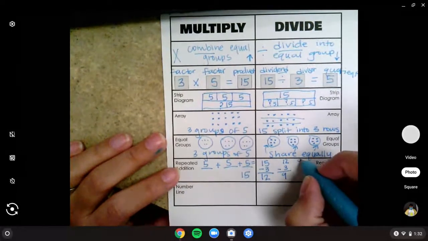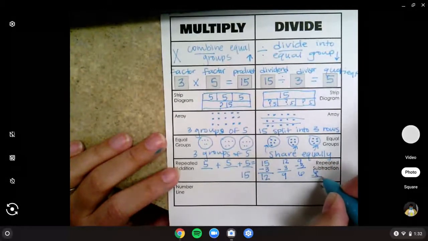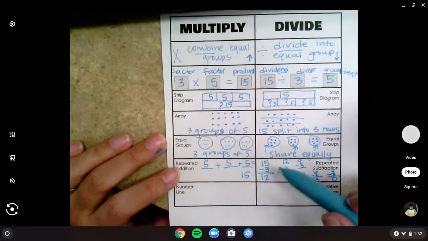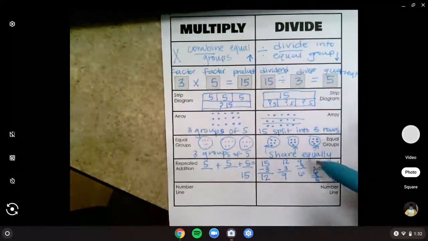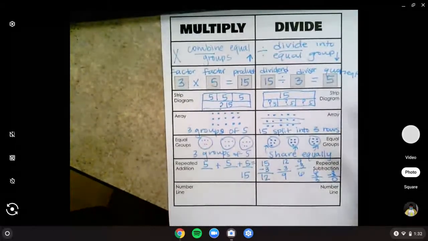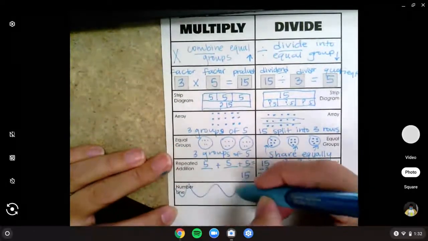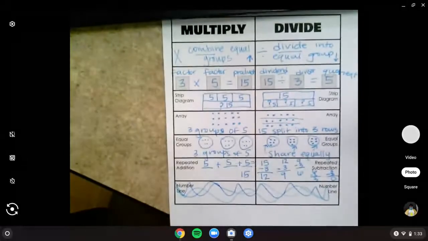That's 9. 9 minus 3 is 6. 6 minus 3 is 3. 3 minus 3 is 0. So I should have 1, 2, 3, 4, 5 facts. So I know it would be 5 times. Okay? And we didn't do the number line in class, so we're going to cross that one off on the bottom.